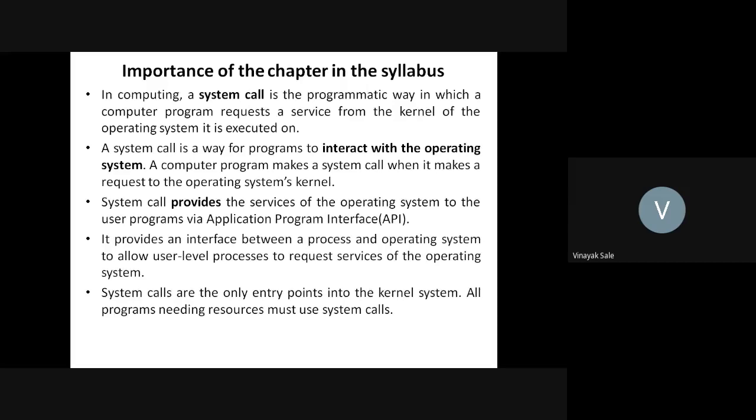The system call provides the services of the operating system to the user programs via application program interface, that is API. It provides an interface between process and operating system to allow user level processes to request services of the operating system. System calls are the only entry points into the kernel system. All programs needing resources must use system calls.